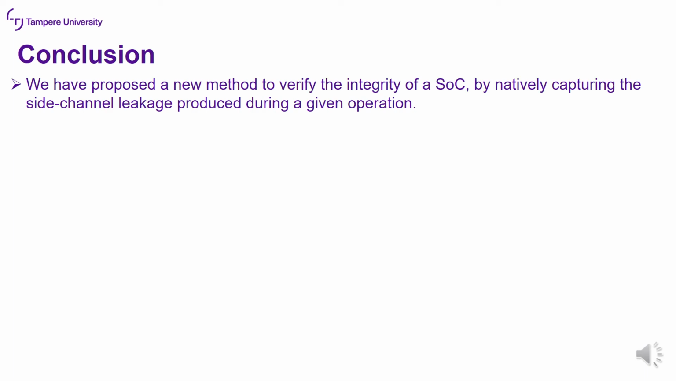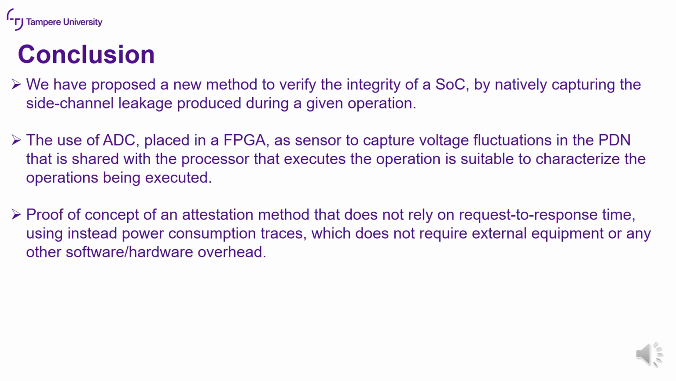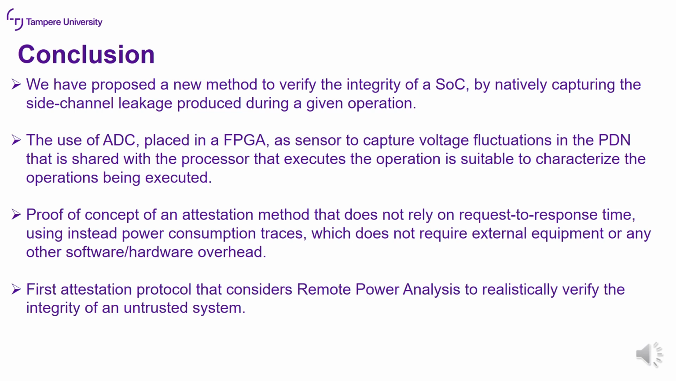In conclusion, in this work, we have proposed a new method to check the integrity of a system on chip by capturing the side channel leakage produced during the execution of certain binaries. Also, we have shown that the use of an ADC as a sensor to capture voltage fluctuations in the power distribution network is suitable to characterize the operations being executed inside the processor. Additionally, we have shown in this paper a proof of concept of an attestation method that does not rely on request to response time, using instead power consumption traces that we capture directly from within the system on chip, with no need of external equipment or any other software or hardware overhead. This way, this is the first attestation protocol that considers remote power analysis to realistically verify the integrity of an untrusted system.